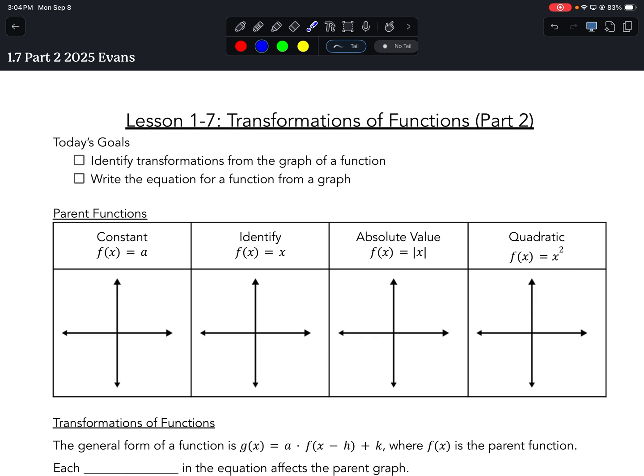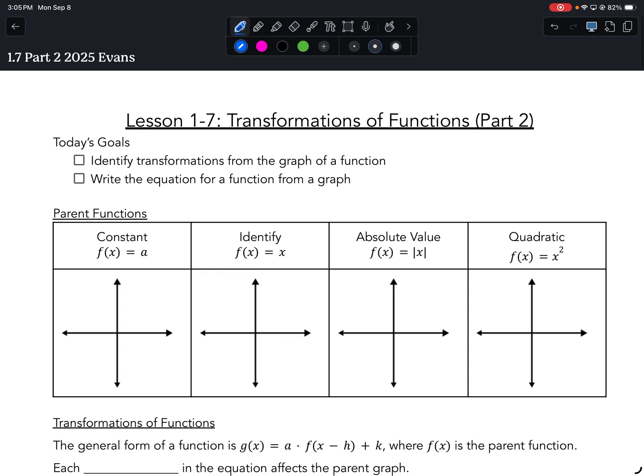Today we are doing the second half of transformation of functions. Okay, we are going the other way, basically going from the graph to the equation. You can close computers now. We're writing the equation from the graph.